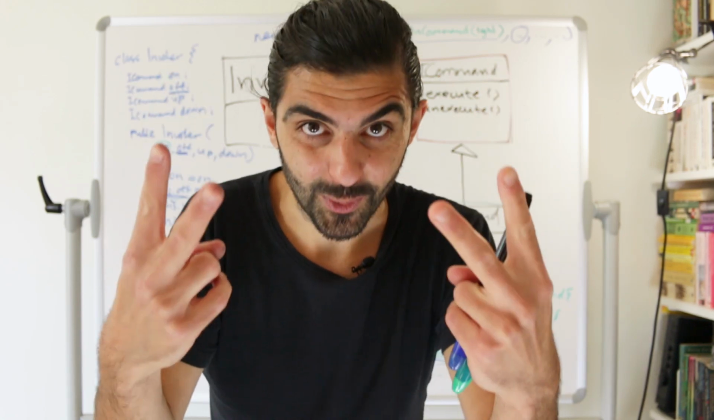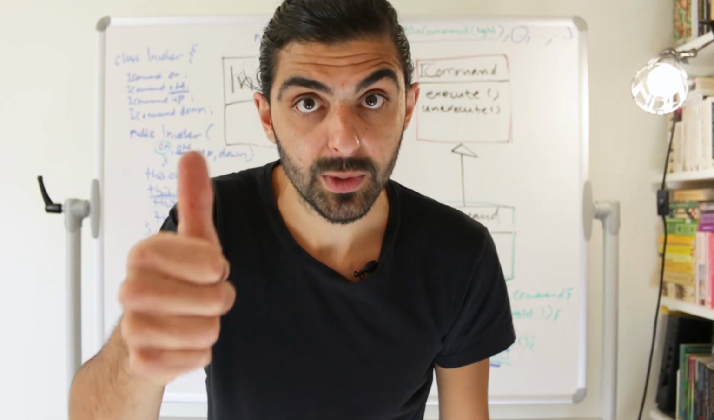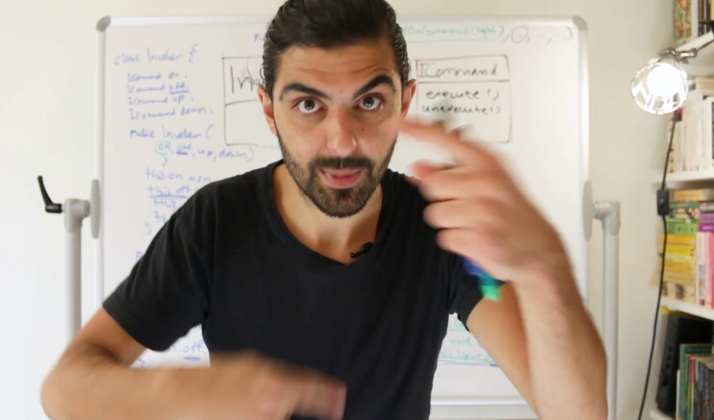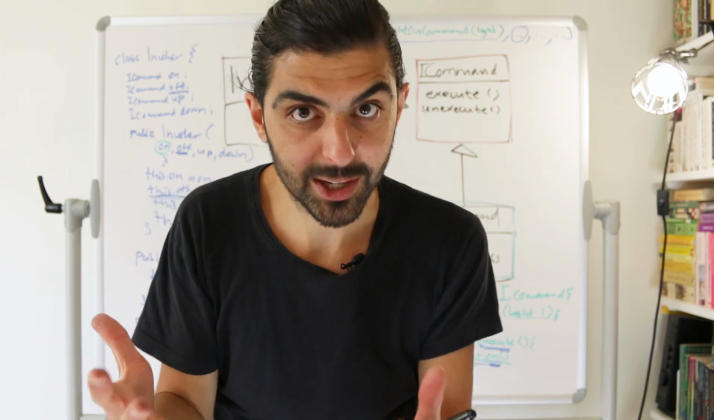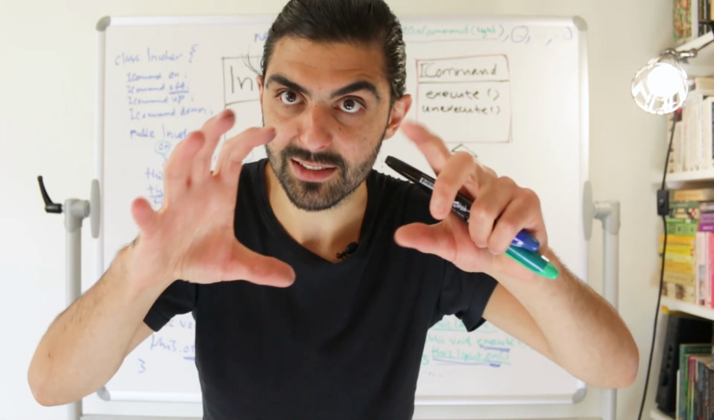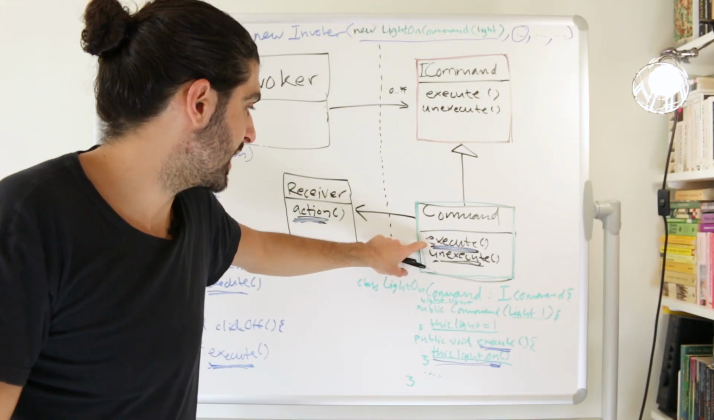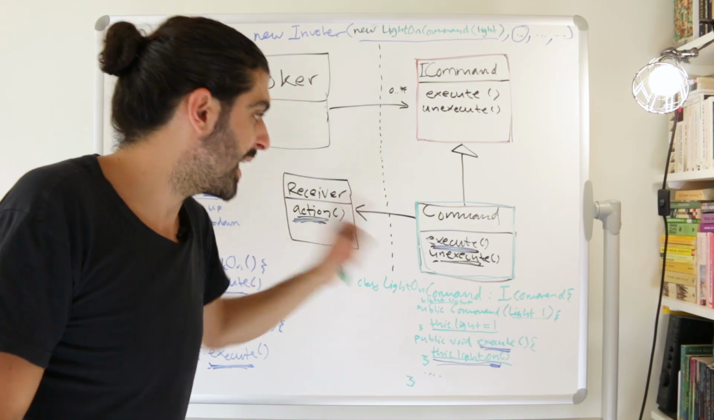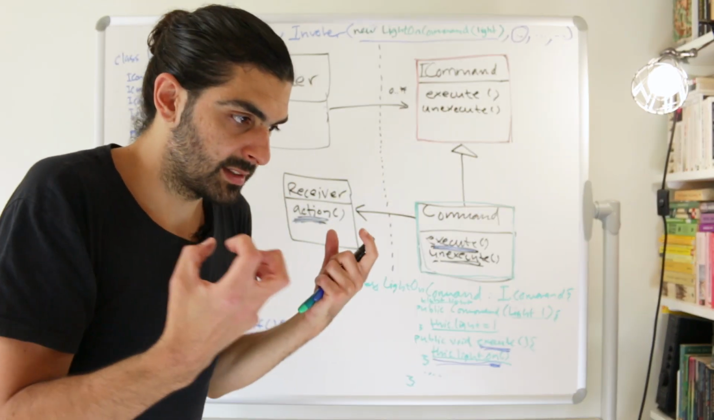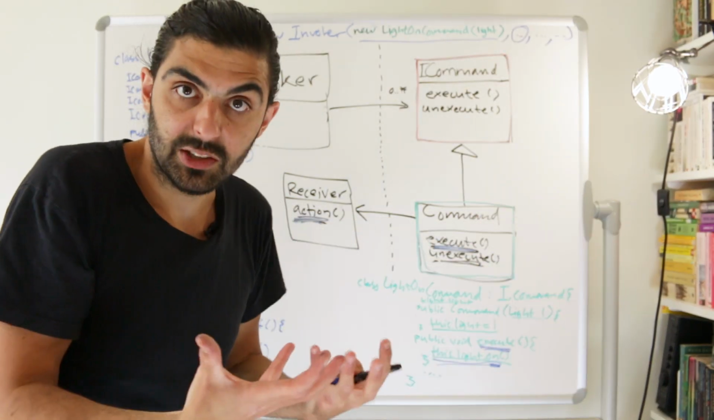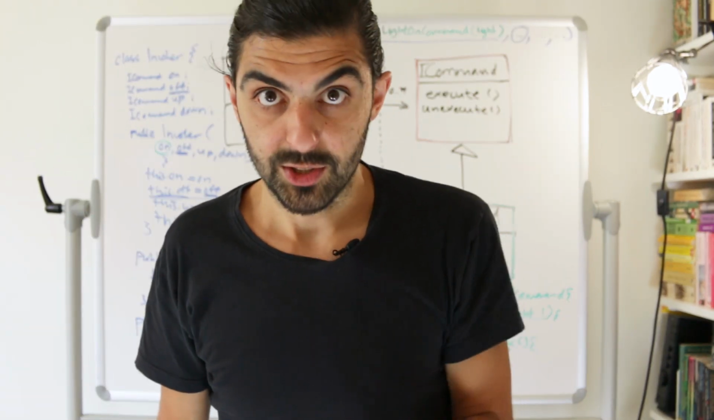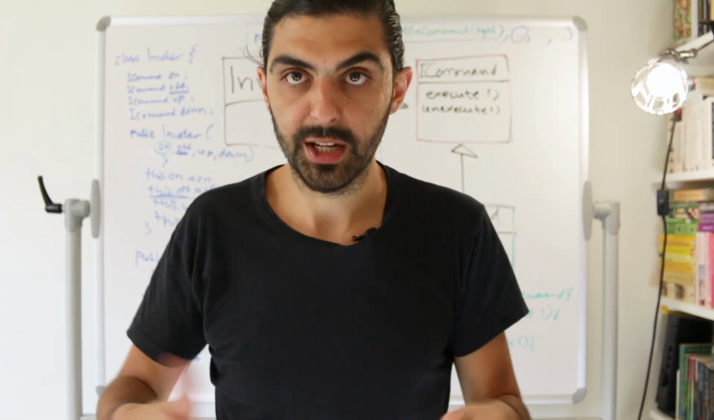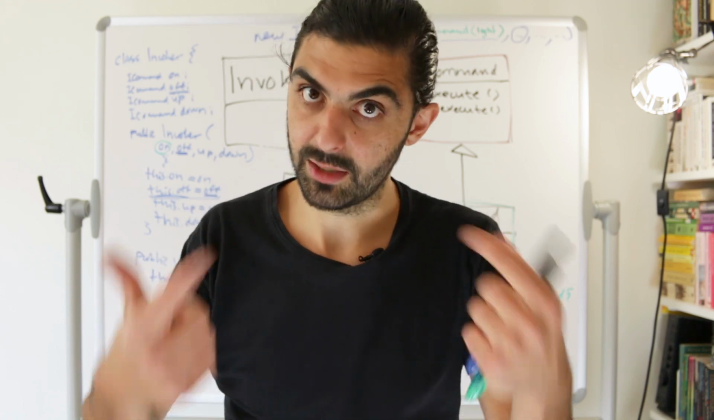And then two points. One, undoing becomes super easy because every command now has an unexecute method. And two, you can now construct macro commands because you can have commands that contain multiple commands. So if the command, when you call execute, doesn't immediately act on a receiver, but rather has multiple commands that it calls execute upon, then that command would be like a macro command that could do multiple things. This is one way you could implement turning on or off multiple lights instead of a single light.